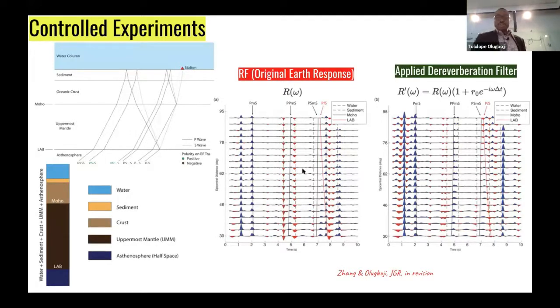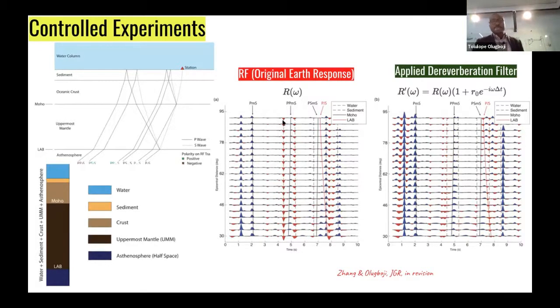This is the receiver function response with the reverberation effect in it. So that's the original receiver function response. And to the right here is the receiver function response after applying the de-reverberation filter. Note again that this is the expression of the de-reverberation filter. You prescribe the appropriate reflection coefficient R0 and the two-way travel time, delta T.